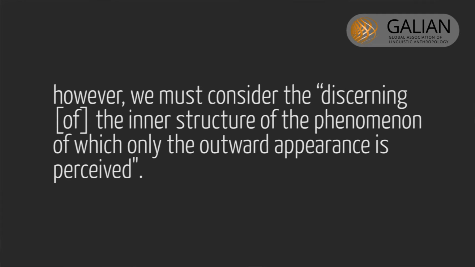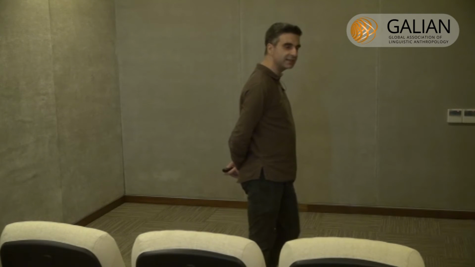It's very pretty. So he tells us that, look, when we find a certain denominator in a sign, then we should not consider its absolute value. However, we must consider, according to Benveniste, the discerning of the inner structure of the phenomenon of which only the outward appearance is perceived. So we have to look at the inner structure and see how this works. If we see a sign and there's a certain signification, and there's of course a signifier and a signified, we should look at how this works and whether this is a binary or whether it is not, and why.